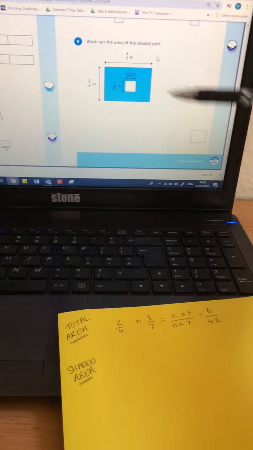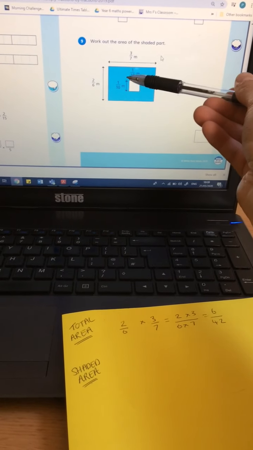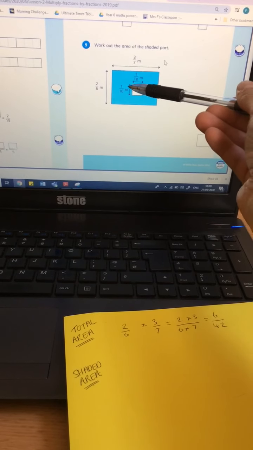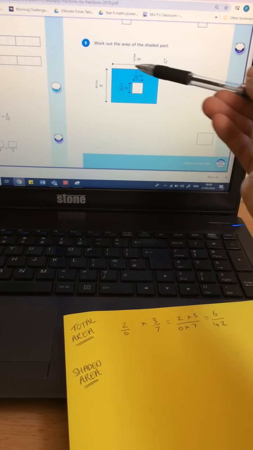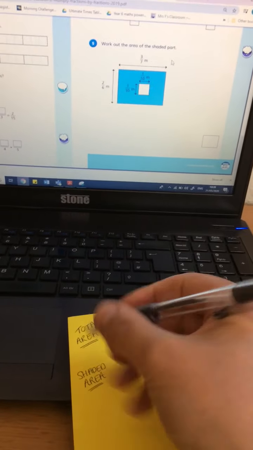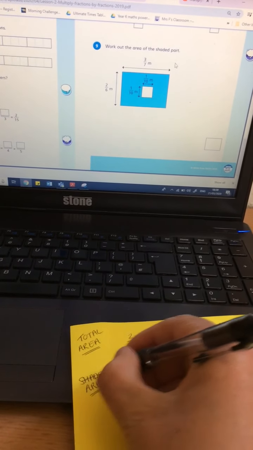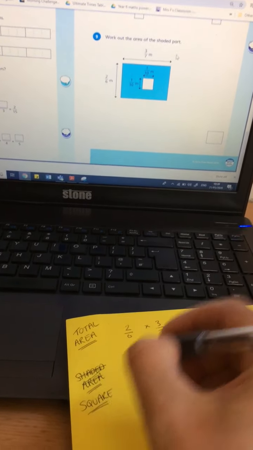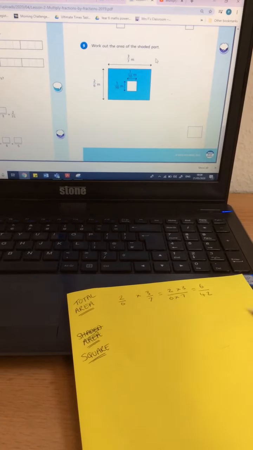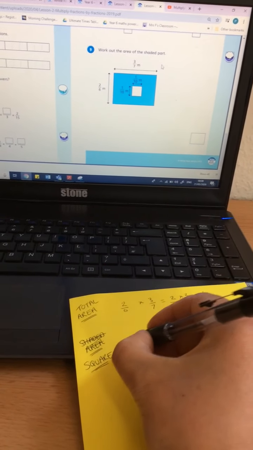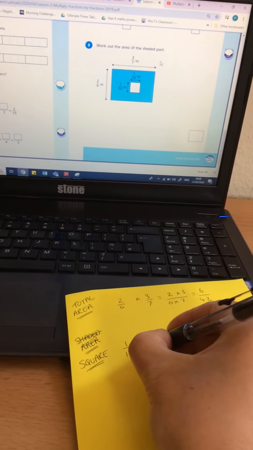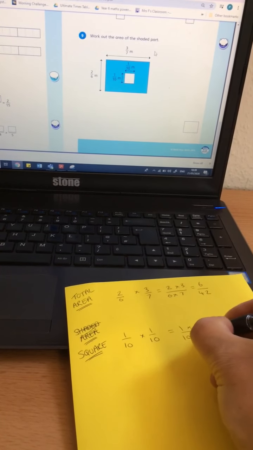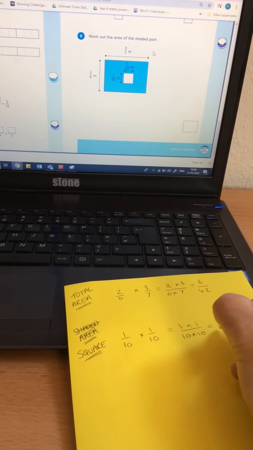Now, let's look at just the shaded area here. So we've got this little square actually, that white bit there. So we need to work out what that's going to be, and then we're going to have to subtract this amount from the total amount. So I'm going to, actually, I shouldn't have shaded area, I'm going to put square. Okay, that little square, hopefully you can see. So I've got 1/10 multiplied by 1/10. Okay, same again, so 1 times 1 and 10 times the 10 is going to give me 1/100.